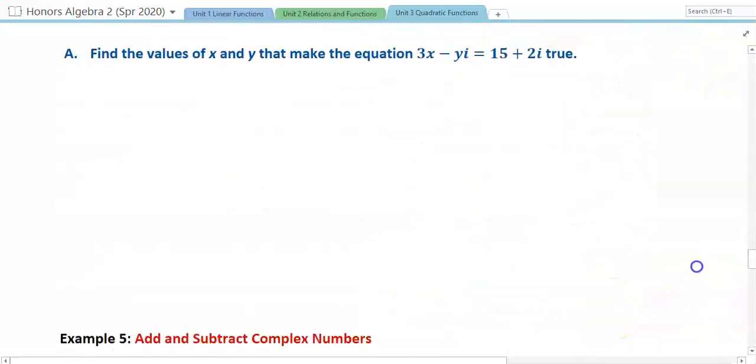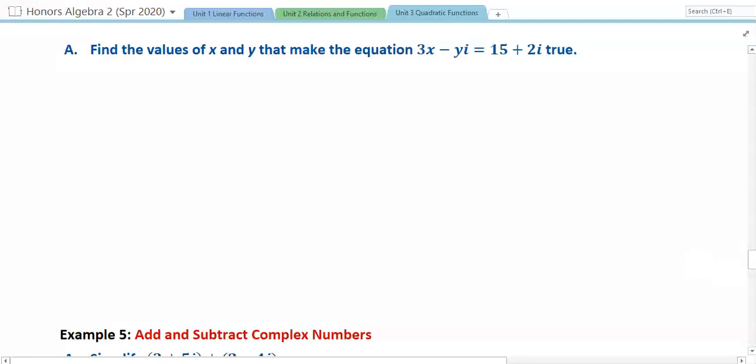So try this next example. 3x minus yi is equal to 15 plus 2i. Pause the video here. And so when we look at this problem, we get 3x pairing with the 15, so 3x equals 15. So we divide by the 3, and x is equal to 5.